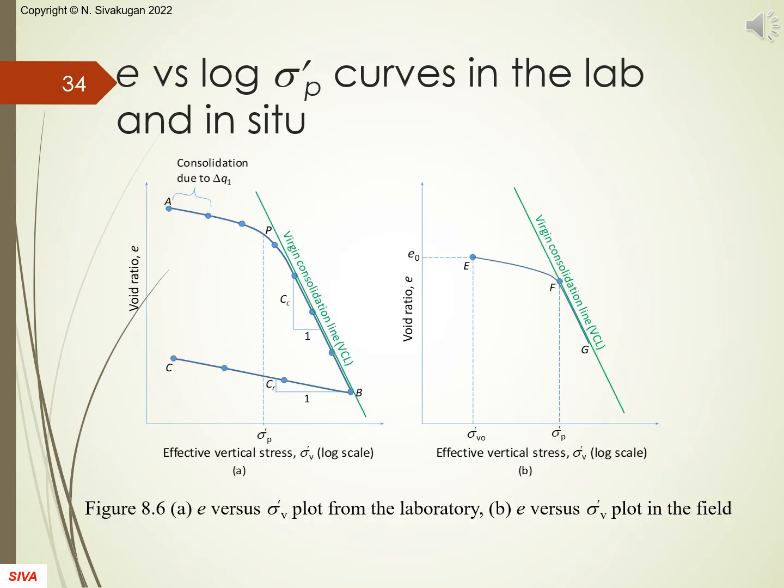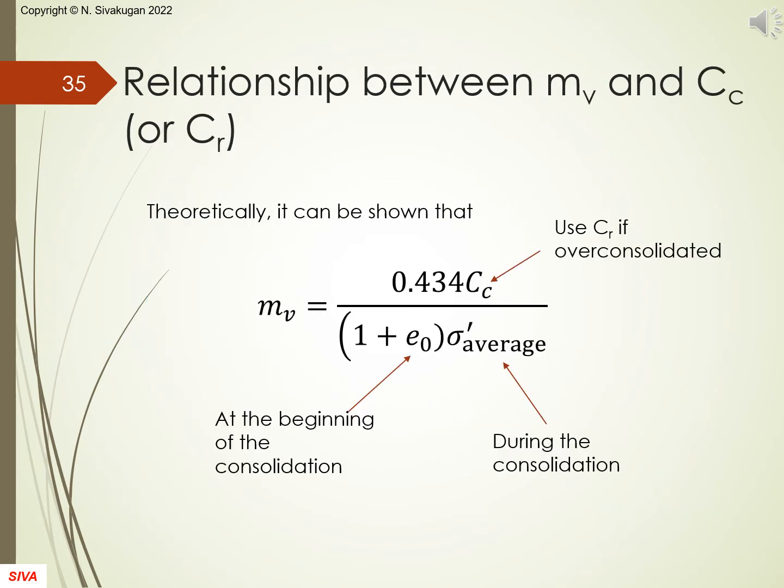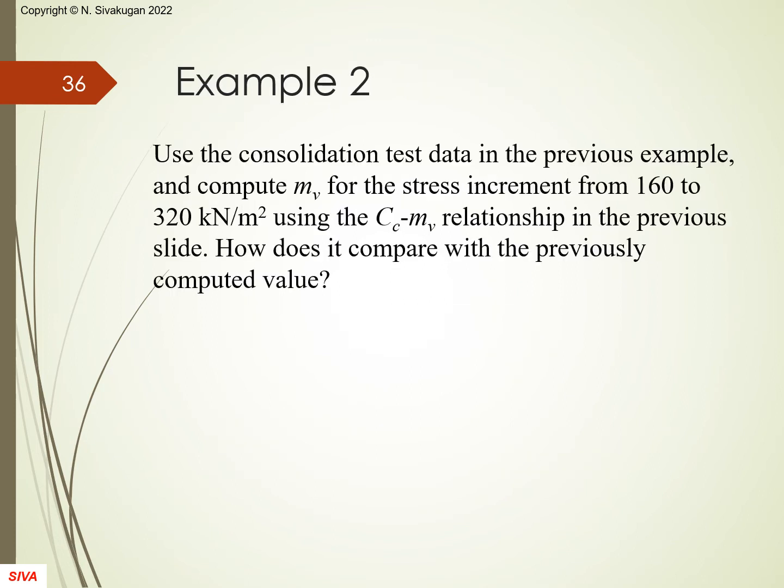Here, we are looking at e versus log sigma V' plots, both in the laboratory and field. Both have the same VCL shown in green. The clay is initially over-consolidated. With loading, it reaches the pre-consolidation pressure and follows the VCL. This relationship can be proven theoretically. This applies during consolidation due to any stress increment. For over-consolidated clays, Cc has to be replaced by Cr.